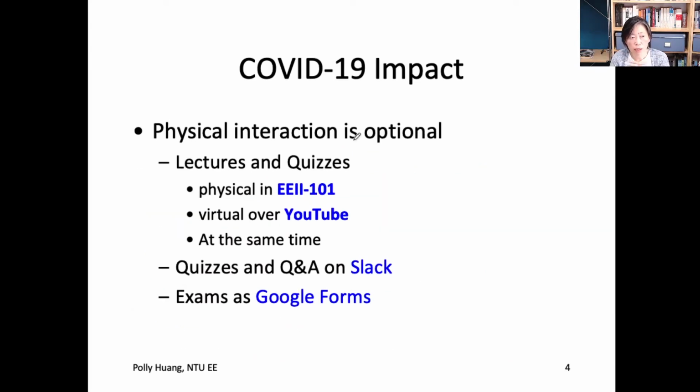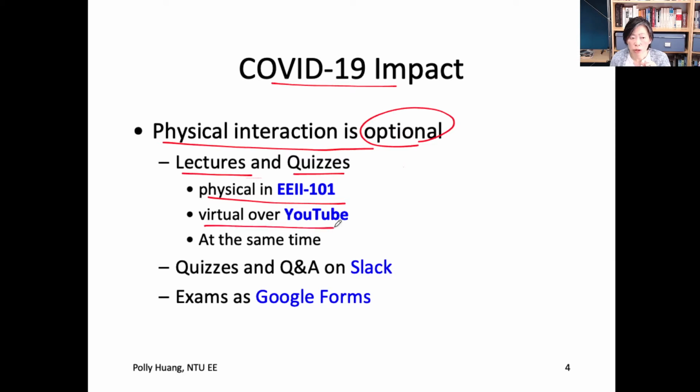Now this slide is to tell how we're going to run the course in a nutshell. We decide to do it in a way that physical interaction is optional, and this is due to COVID-19. So the lectures and the pop-up quizzes will happen concurrently, physically in the lecture room, which is EP1 101, as well as on YouTube Live over the internet. Now, we might not have that much time to go over the quizzes, allowing all of the teams to speak up for their solutions.